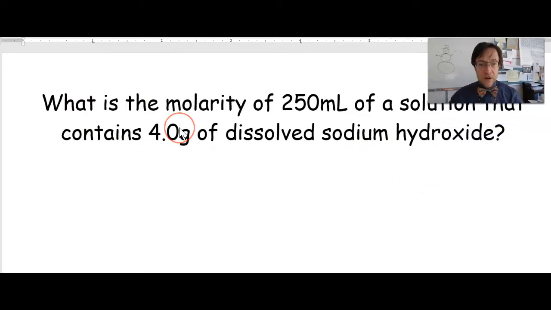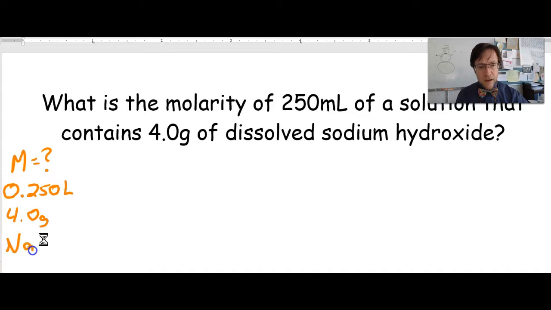Okay. What's this one say? What is the molarity? All right. M. What is the molarity of a 250 milliliter solution? I'm switching that straight to liters because I can. That contains 4.0 grams of dissolved sodium hydroxide. All right, so I'm seeing molarity. We're given volume. Now, we don't have moles, though. That's kind of a problem.